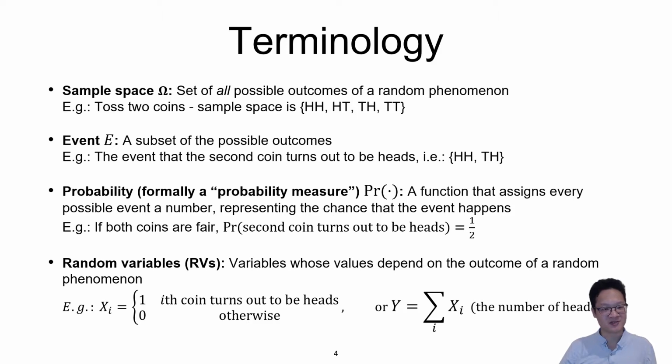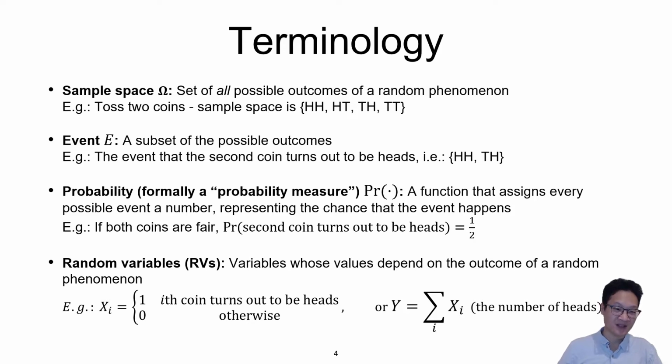So first, some terminology. A sample space, usually denoted omega, is the set of all possible outcomes of a random phenomenon. For example, if you toss two coins, the sample space would be head-head, head-tail, tail-head, tail-tail. So that's the set of possible outcomes.